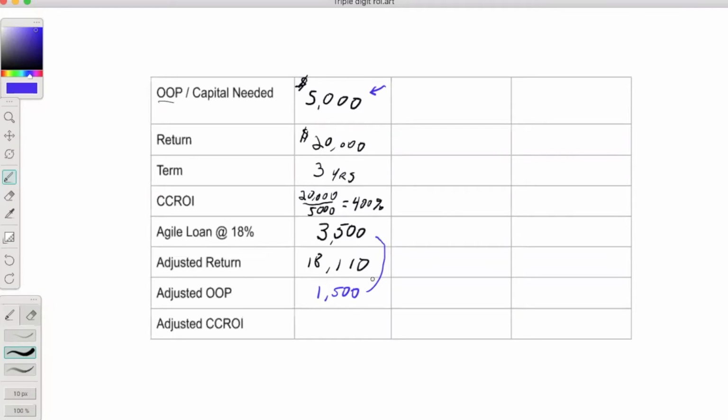Typically, your Agile lending partners want you to have some money in a deal, but not always. There are lots of different ways to do it. So that's how you're getting your $5,000. Let's go back now and compute what our cash on cash ROI is. If you take that you're now making $18,110 off of a $1,500 investment, you've now made a 1,207% cash on cash ROI. That is a quadruple digit cash on cash return.